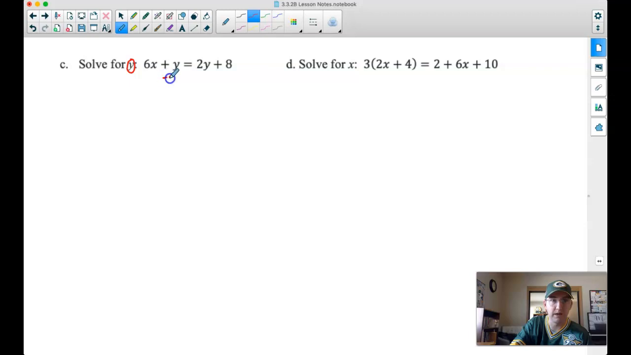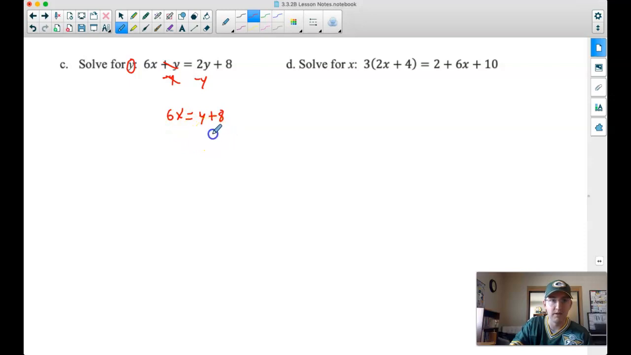So if we subtract y from the left and from the right, they cancel over here. So we are left with 6x is equal to, we have 2y minus 1y, so we're just left with y plus 8. All right, now we've got one more step to go to get that y by itself, so we've got to move this 8 to the left-hand side of our equation here.